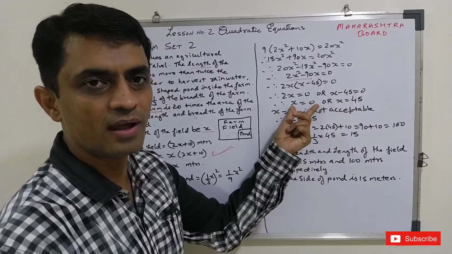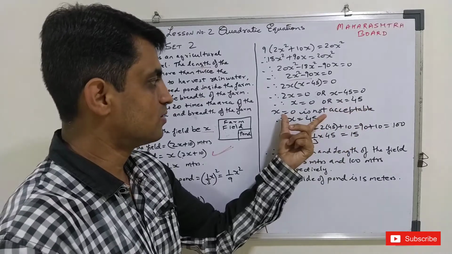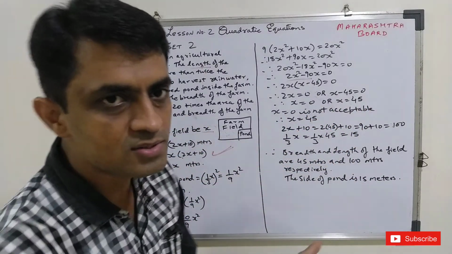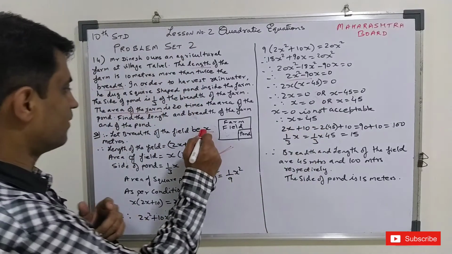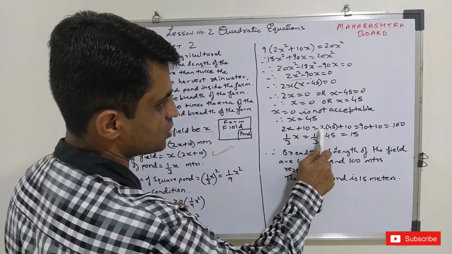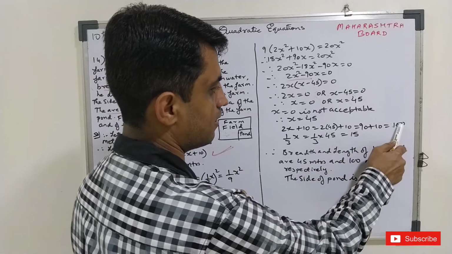But x from the first would be 0, since 0 upon 2 is 0. And x from the second is equal to 45. Now 0 is not acceptable, because length and breadth can't be 0. Not possible. So x is equal to 45. Now this is our breadth. What is our length? 2x plus 10 means 2 into 45 plus 10. 2 into 45 is 90, 90 plus 10 is 100.